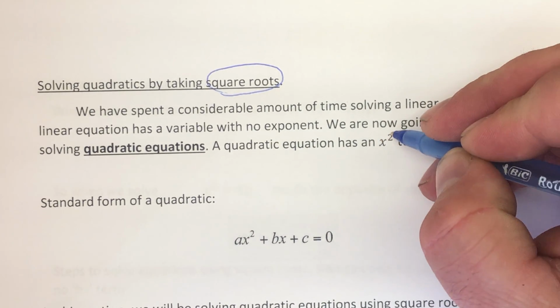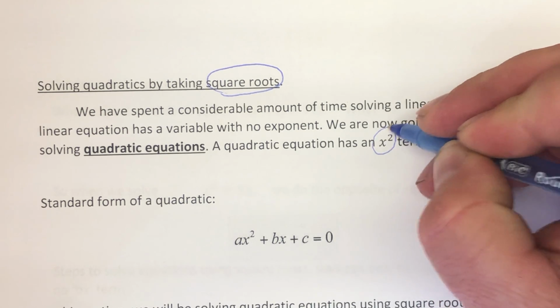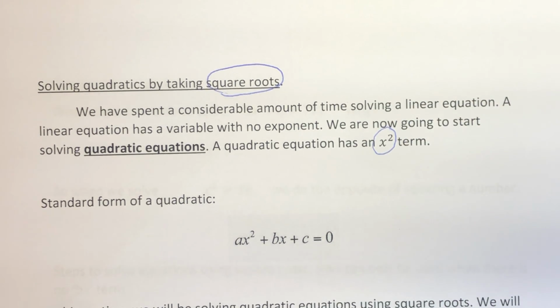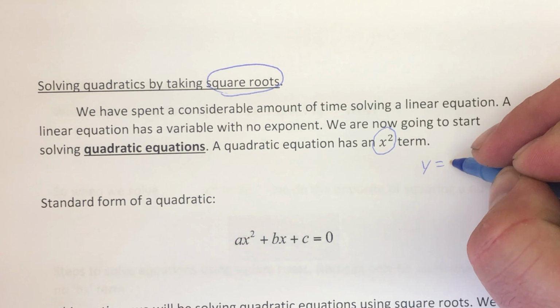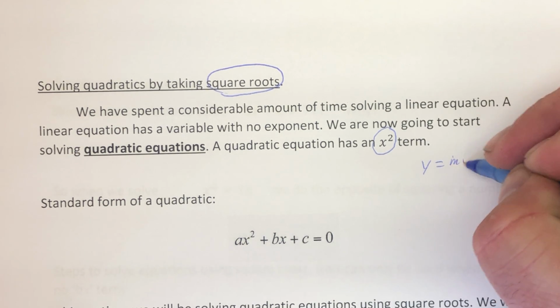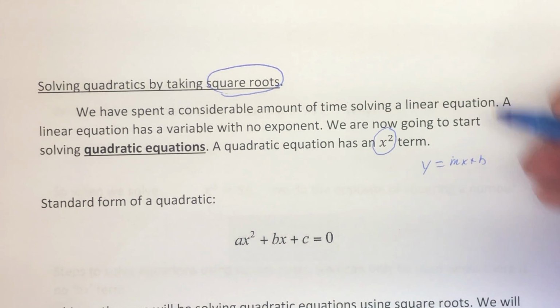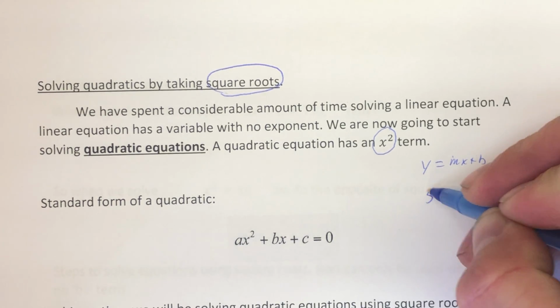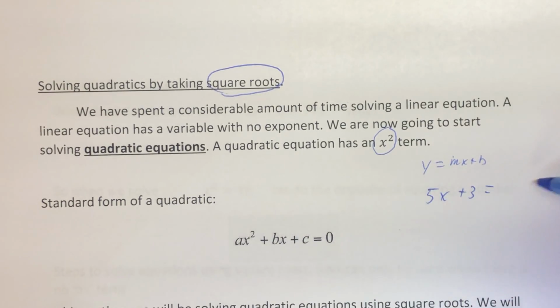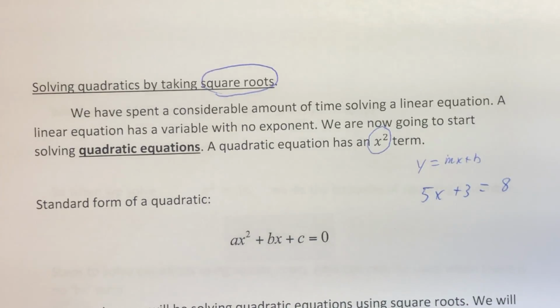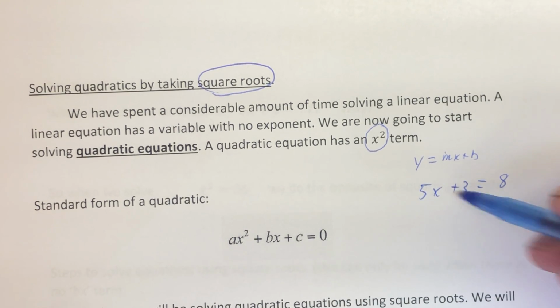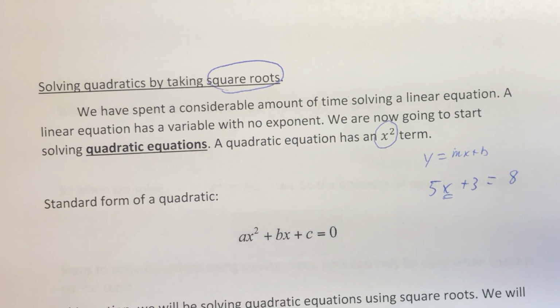What makes it a quadratic equation is that it has an x squared term. We're used to solving linear equations, stuff like y equals mx plus b, that's called a linear equation. So we've been solving equations before like 5x plus 3 equals 8, where we have no exponent on our x, we just have a linear term of x.